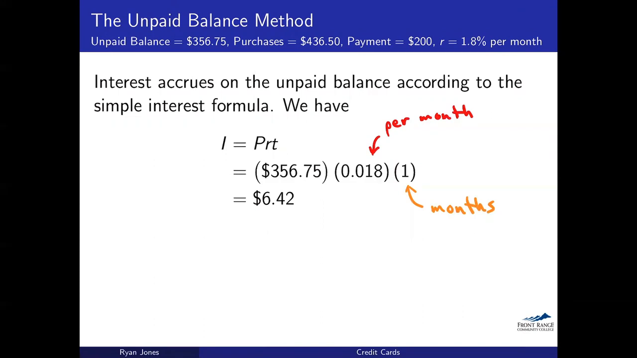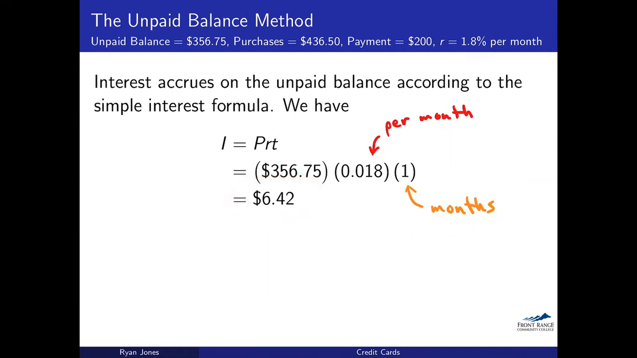We don't need to divide it by 365 days. We don't need to divide it by 12 months. We don't need to do anything like that. We're just leaving the units here in terms of months because our interest rate is in terms of months. So there we go. So we get an interest of $6.42.